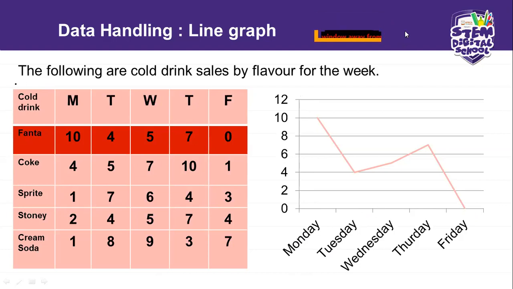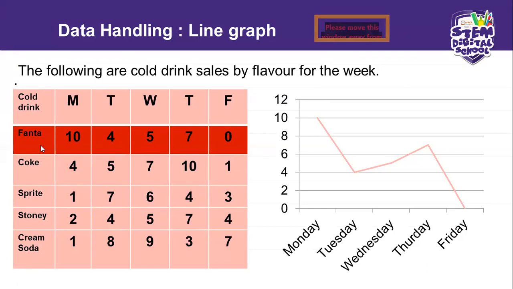So I want us to do this all together, okay? So here, I like Fanta. So I've chosen to analyze Fanta. So some of you might like Coke or Sprite or Stoney or cream soda. So you can also analyze it on your own. Okay. So I want us together to look at Fanta.